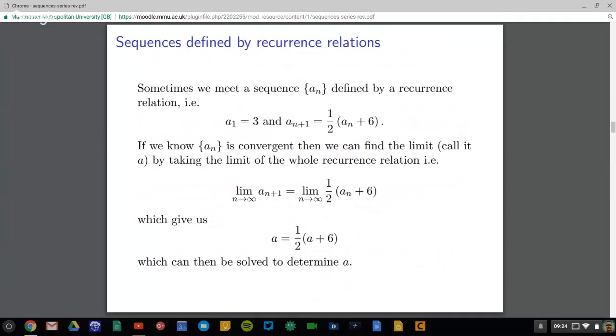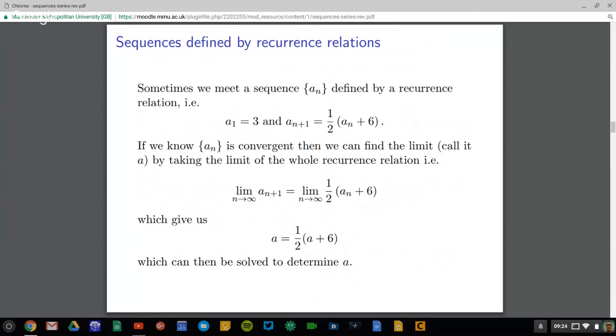Another type of sequence that we met along the way were sequences that were defined by recurrence relations. So for example, here's a sequence a_n defined by a recurrence relation. This is a situation where we separately give the initial term a_1. So a_1 is specified to be 3. And then you have this recurrence relation, which is a rule for defining the next element of the sequence, a_{n+1}, in terms of the previous one, a_n. So since we have a value for a_1, the recurrence relation tells you what a_2 is, and then again what a_3 is in terms of a_2, and then what a_4 is in terms of a_3, and so on.